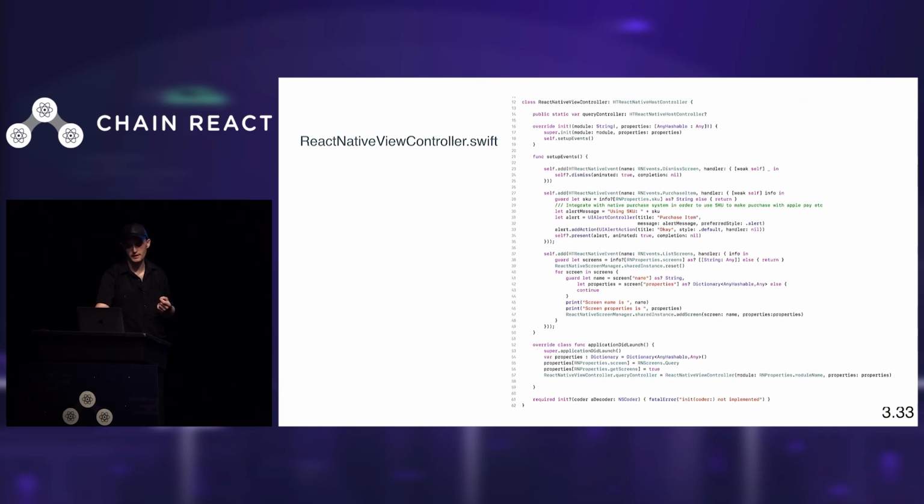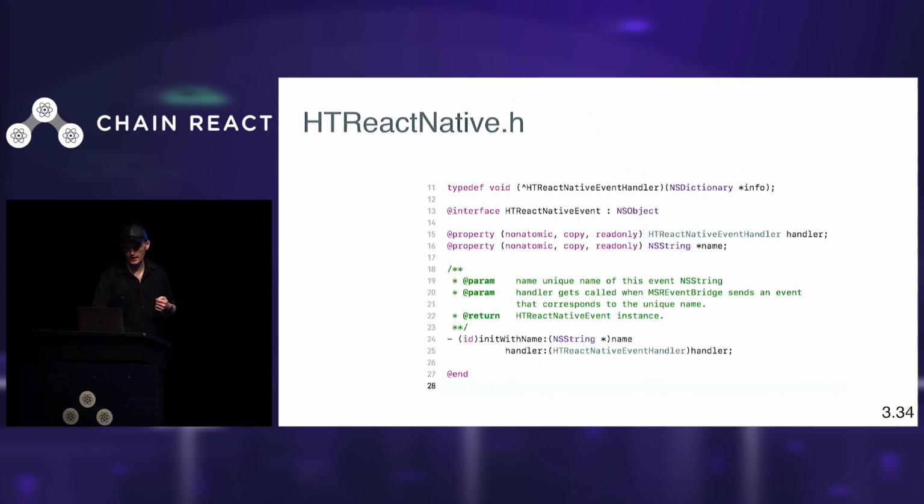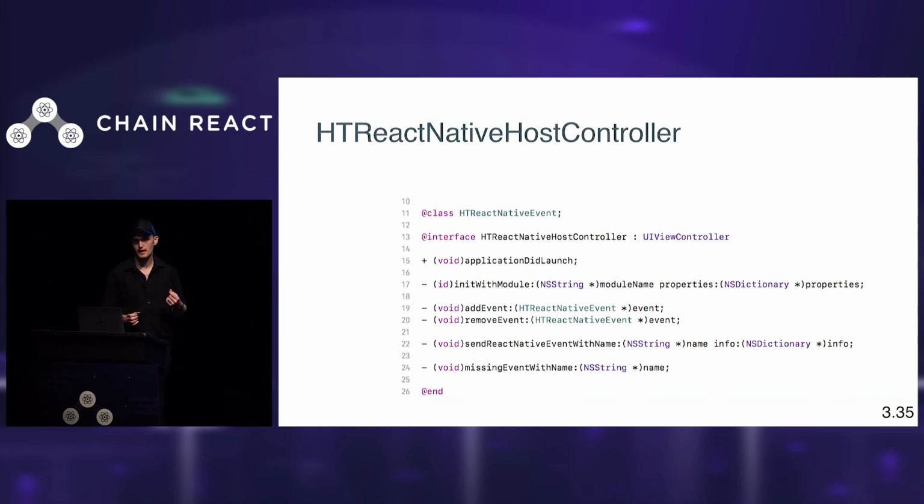ReactNativeViewController.swift, I showed you that earlier. What this does is it handles processing all of the events that get sent back from JavaScript. ReactNativeEvent is some Objective-C code that I wrote to handle an event. It's basically just a string and a callback function, which is the handler in this example. ReactNativeHostController is the parent class of ReactNativeViewController.swift. It defines the interface that you're going to use for adding and removing events, or telling React Native that the application did launch. It also has a way for you to insert data into a React Native view after you've displayed it.